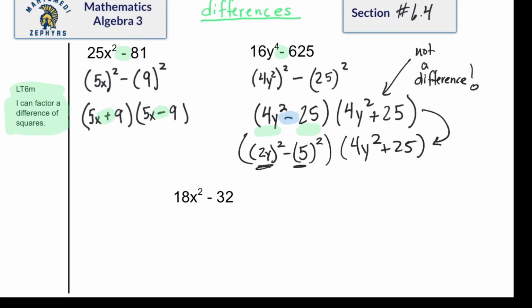Now we can use our rule for difference of squares and take 2y plus 5 and 2y minus 5, and we also have the 4y squared plus 25. Excellent.